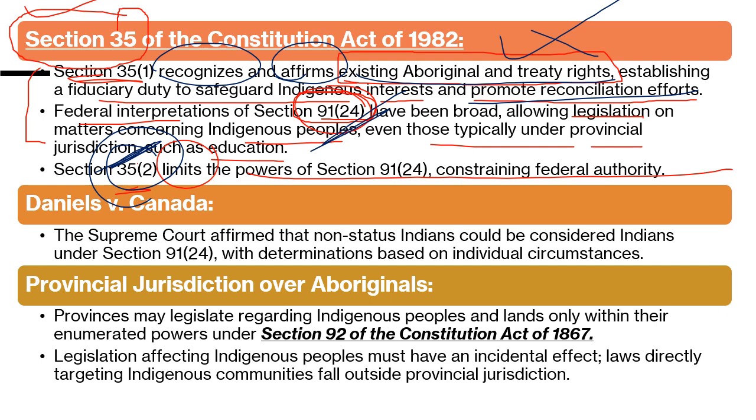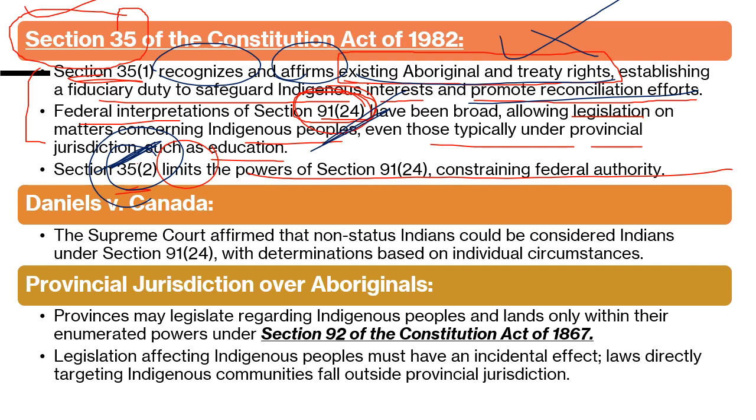So I hope one thing is clear here, that section 35 says that whatever power we have given to the federal government has to perform a fiduciary duty here. Fiduciary means a duty of trust. So we are allowing the federal government under 91(24) because indigenous people trust that. They have this trust in the federal government that they will work towards the best interest of indigenous people.